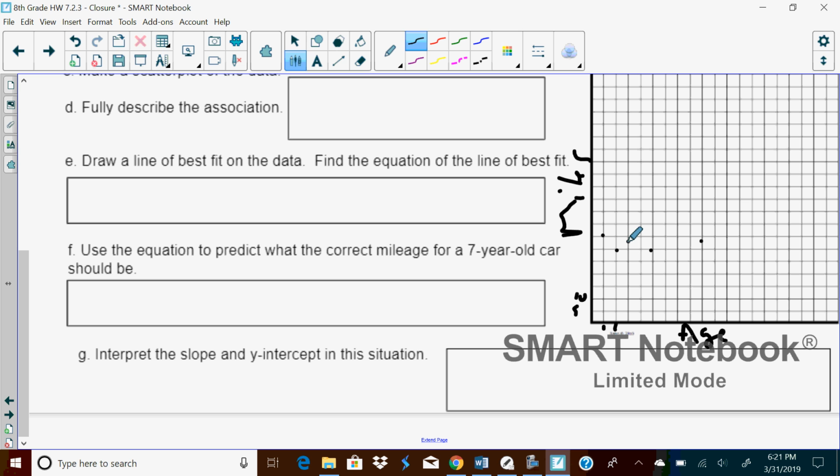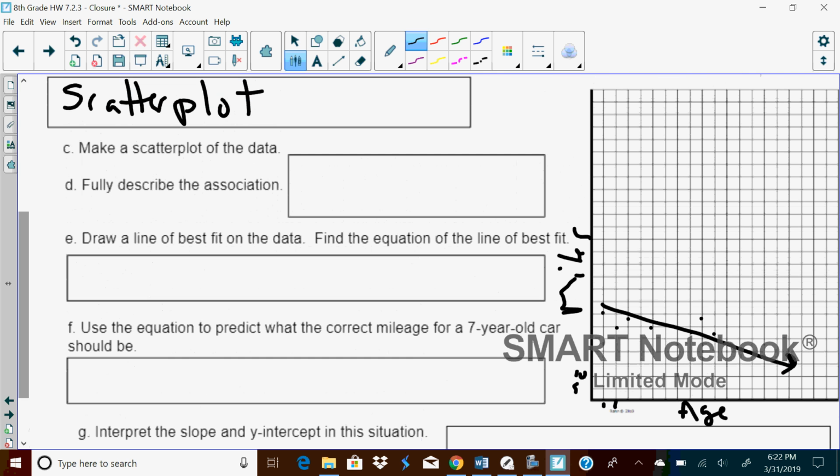Okay, so 10 was 28. So here's 9, 10, 15, 20. It's right there. 8 was 29. So our trend kind of looks like this. So if we kind of went through it, we get a line that's kind of like that. So it says draw best line, fully describe the association. It's pretty weak. So I'd say it's a weak negative linear association.